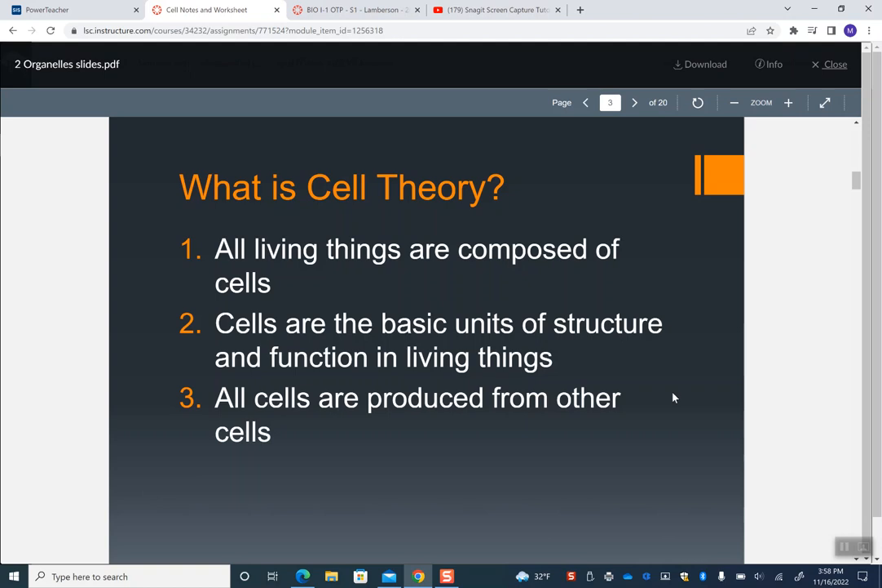Our second point is that cells are the basic units of structure and function in all living things. If you break down a living thing to its smallest parts, you're going to break it down to its cells. So it's sort of like Lego pieces, where we are a bunch of cells all put together. And then finally, number 3, all cells are produced from other cells. We can't go to a lab and just decide we're going to make a cell today. We have to have a cell to start with, and then if we want more cells, we can split those cells and make more from that, but we have to have a cell to start with. We can't just make a cell from nothing because we don't have that ability.